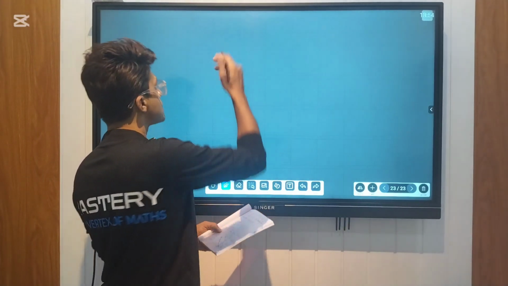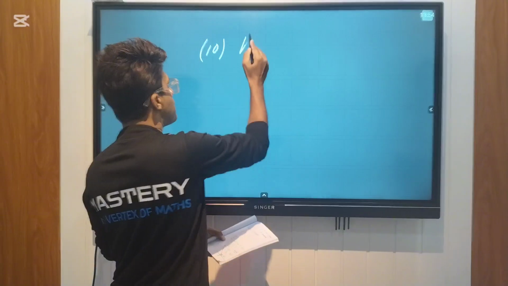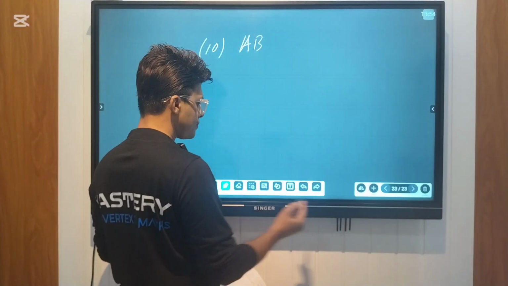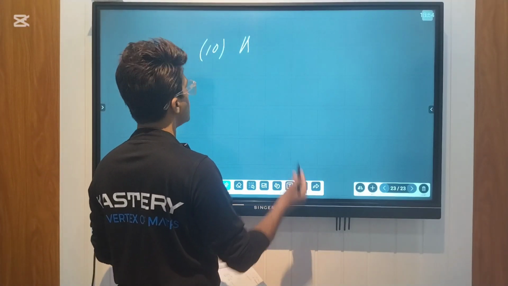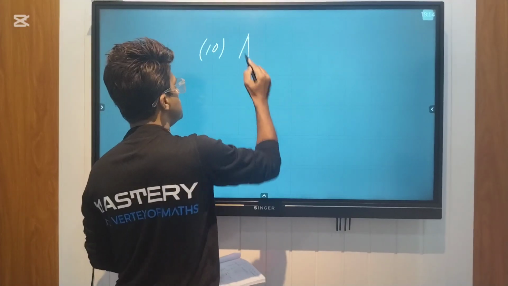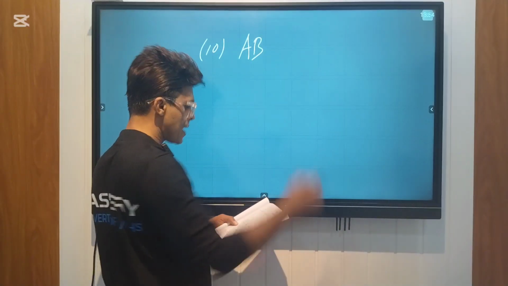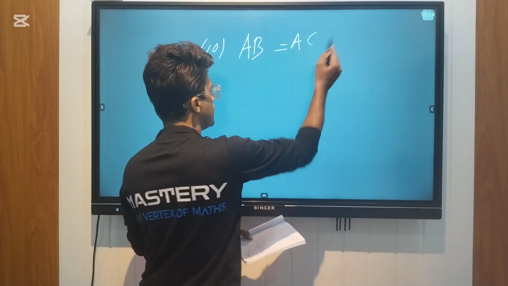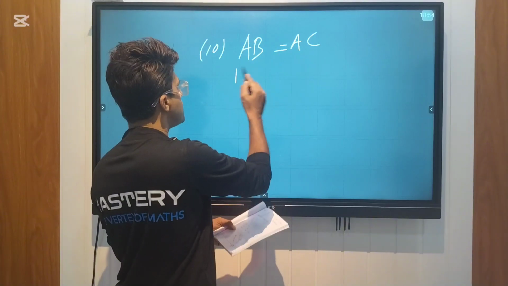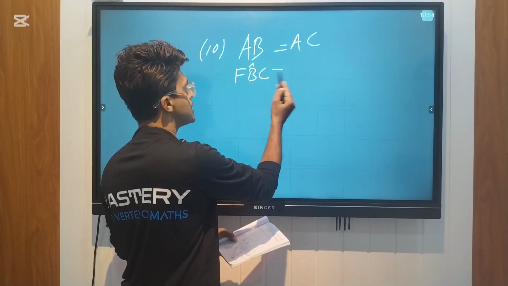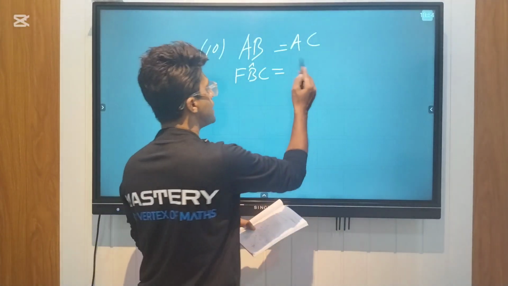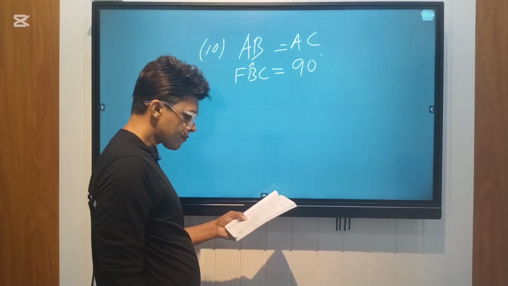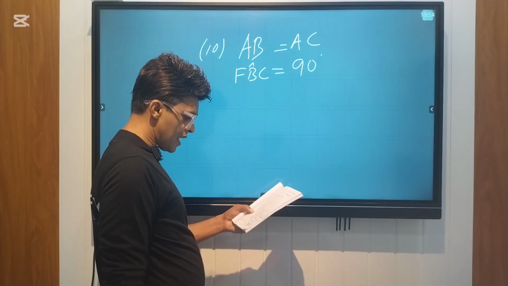It is given that this is the 10th question. AB equals AC. Angle FBC equals 90 degrees. Find the value of angle AFD.